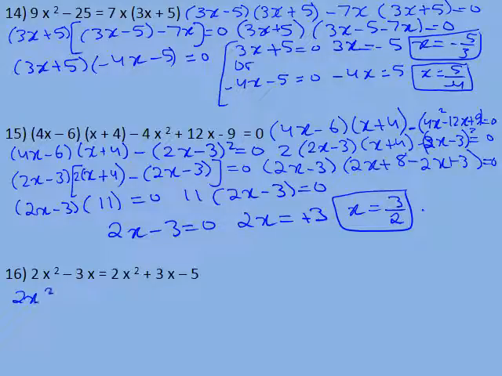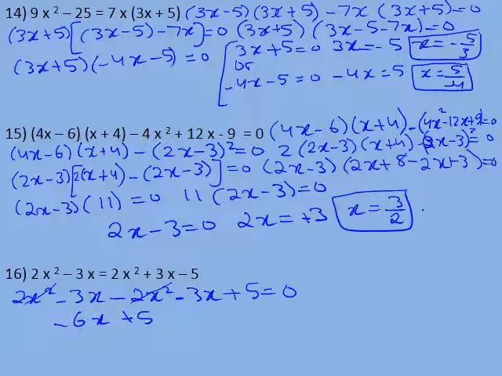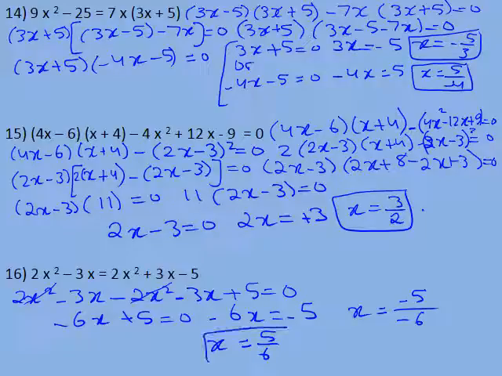2x squared minus 2x squared, minus 3x plus 5 is equal to 0. 2x squared minus 2x squared, minus 3x minus 3x, minus 6x. Then minus 6x is equal to minus 5. x is equal to minus 5 over minus 6, x is equal to 5 over 6. This is the solution, which is x equal 5 over 6.